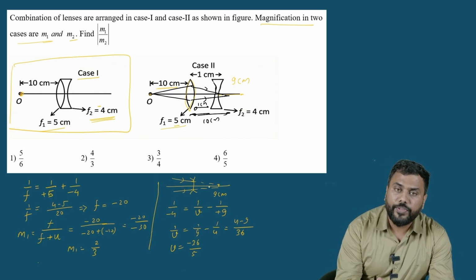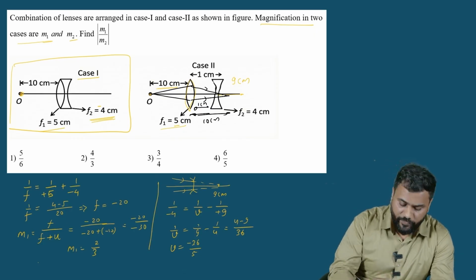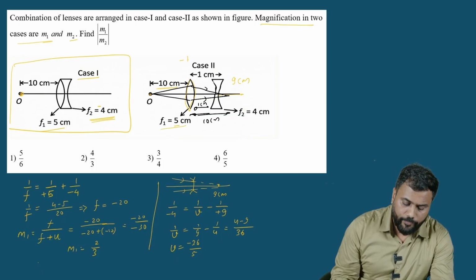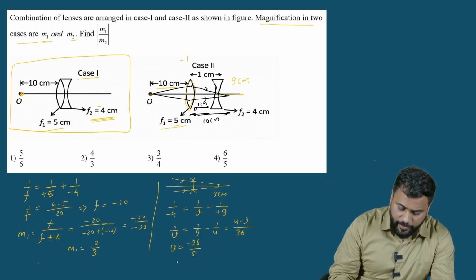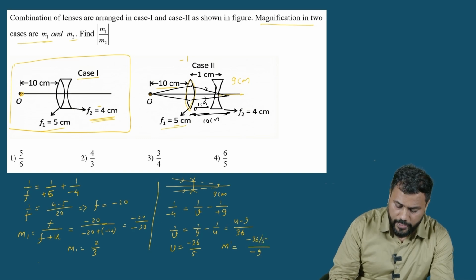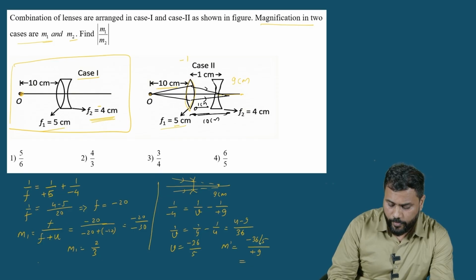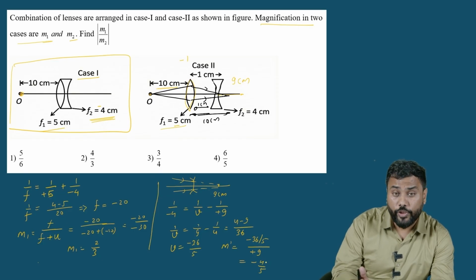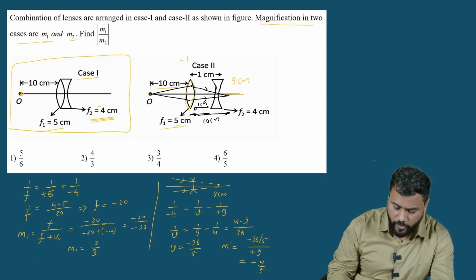For the first lens, because the object is at 2f, the image is at 2f, so the magnification created by the first lens will be minus 1. For the second lens, v is known to you, so the magnification by the second lens, let's call that m dash, is going to be v, which is minus 36 by 5, divided by u, which is plus 9. If you solve this, this is going to be minus 4 by 5. For a combination of lenses, magnification will be just the product of the individual magnifications. First lens magnification is minus 1, second lens magnification is minus 4 by 5. Their product is going to be m2.